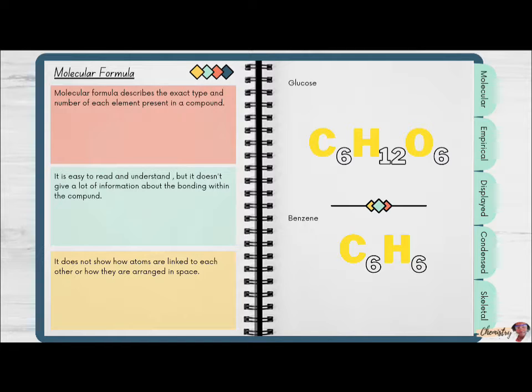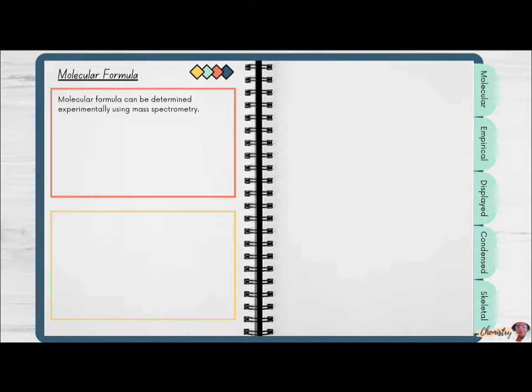The molecular formula of a compound tells us the type of elements that are present and the number of atoms of each element that is present. While they do tell the makeup of the compound, they don't give a lot of information because they don't tell us how these atoms are linked together. One way that we can determine the molecular formula of a compound is by using a technique called mass spectrometry, which we'll talk about in another video.